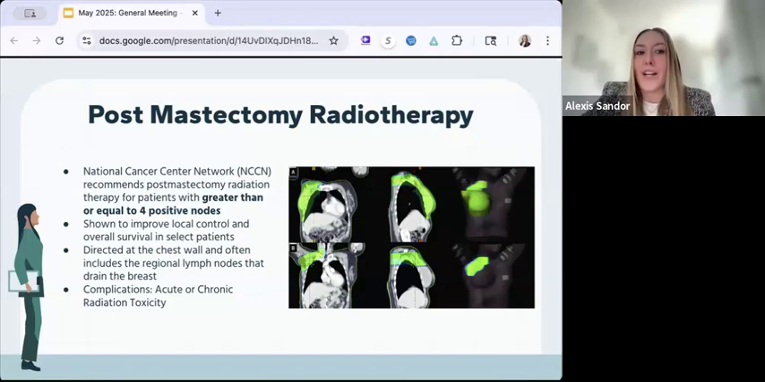So as I mentioned, radiation obviously can have some complications. So you can see acute toxicities, and that just includes fatigue, sore throat, and radiation dermatitis is the most common. And people say it's very similar to a very severe sunburn.